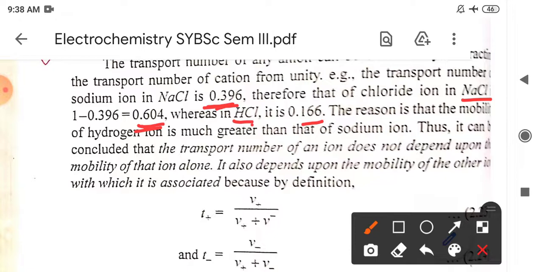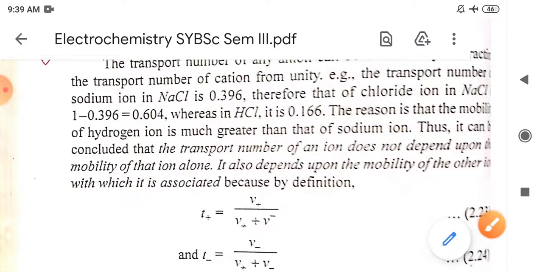Since the chloride ions are present in both cases, but the transport number is varying, why is it so? The reason is that the mobility of the hydrogen ion is much greater than that of the sodium ion. Thus it can be concluded that the transport number of an ion does not depend only upon the mobility of that particular ion, but also upon the mobility of the other ion with which it is associated.